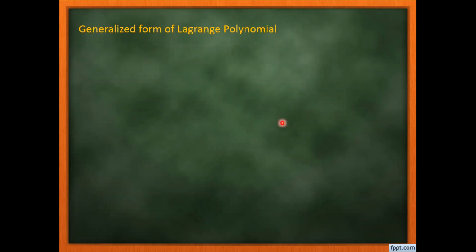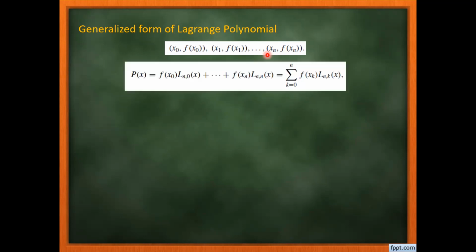Now, time to generalize that if we have more than 2, 3, 4, or generally we can say n number of data points, or n plus 1 number of data points, how are we going to define the Lagrange polynomial? So let's consider that we have n plus 1 data points. As you can see, we are starting from 0 and n is the last one. So this means that 1 to n are n data points, and including 0, we have a total of n plus 1 data points. So when we have n plus 1 data points, we are going to use the same strategy again.